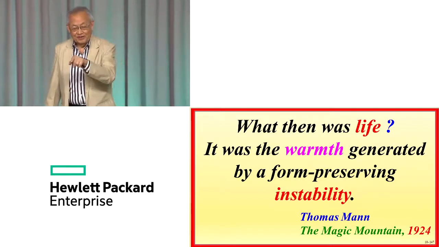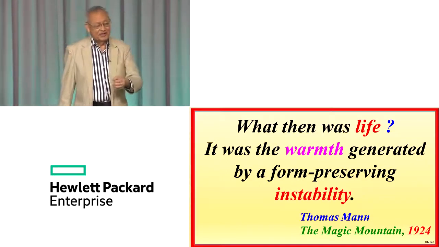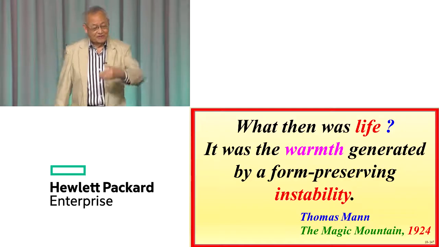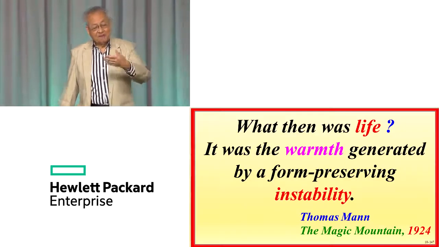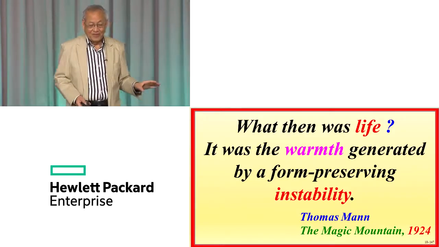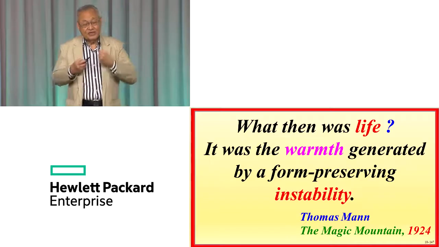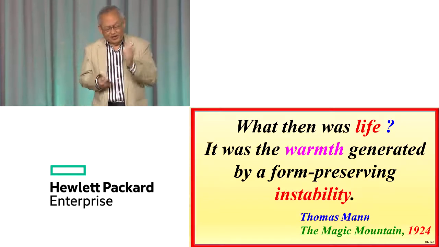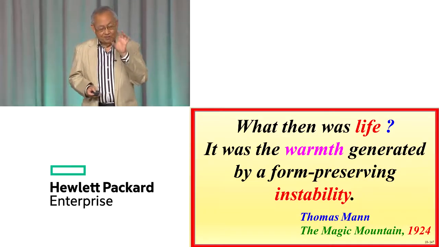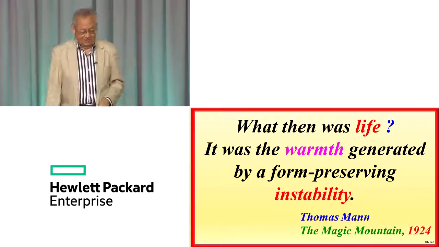And instability and form is Prigogine's instability of the homogeneous, because he's got to generate the form. Form means pattern. So this book is incredible. He was a novelist, and yet he was so deep inside that he came out with the correct statement, and this was in 1924.